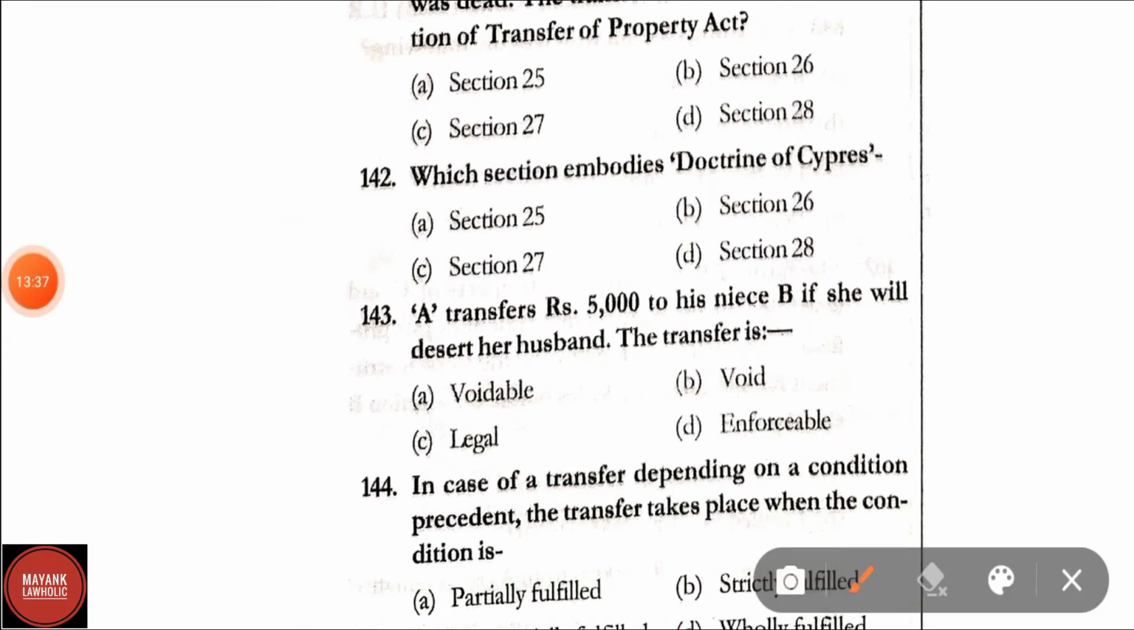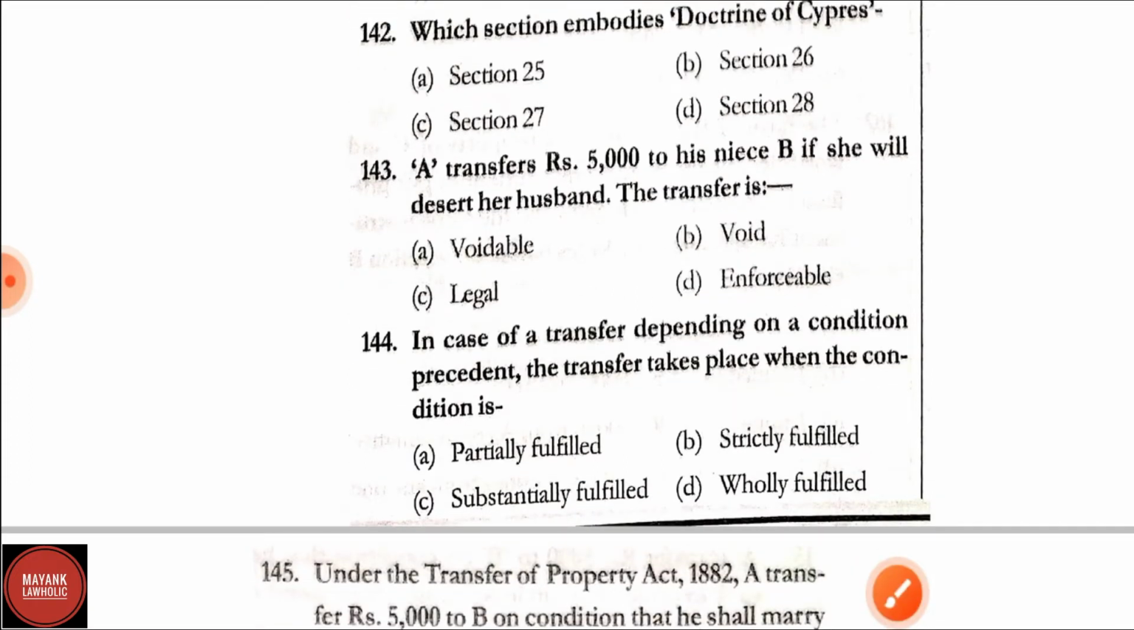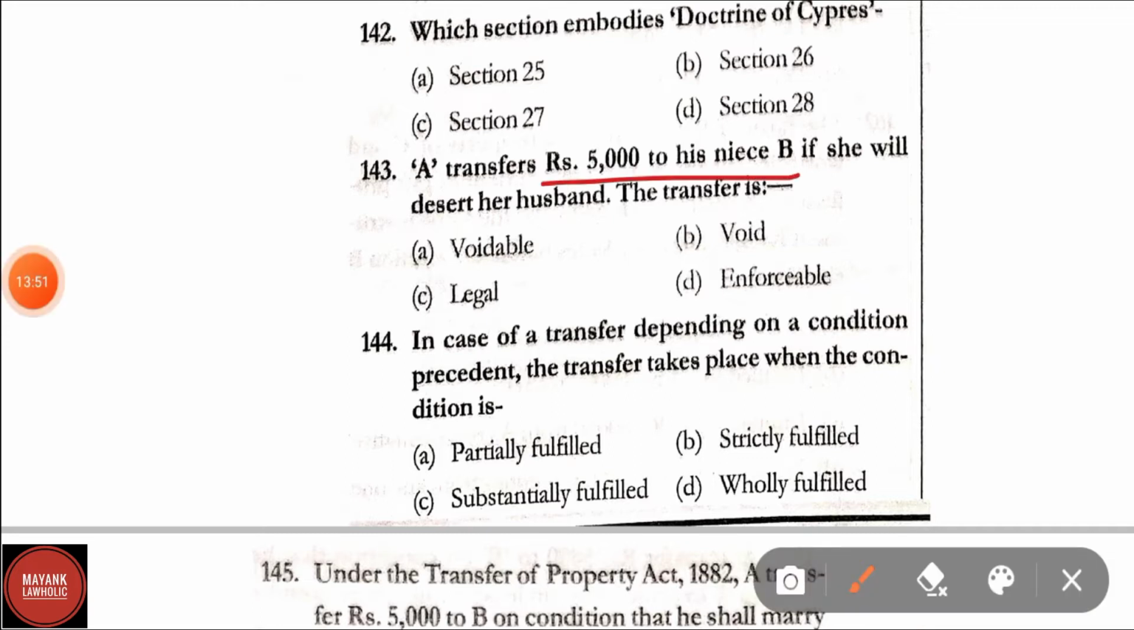Question number 142. Which section embodies the doctrine of cy-pres? Options are section 25, section 26, section 27, section 28. Correct answer is option B, that is section 26. Question number 143. A transfers rupees 5000 to his niece B if she will desert her husband, the transfer is void.